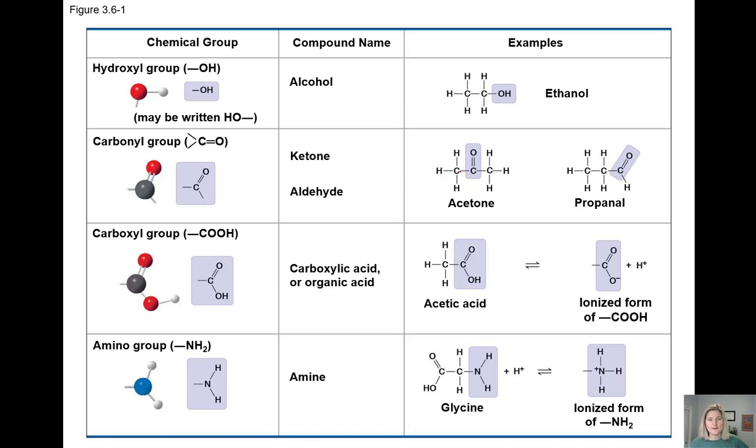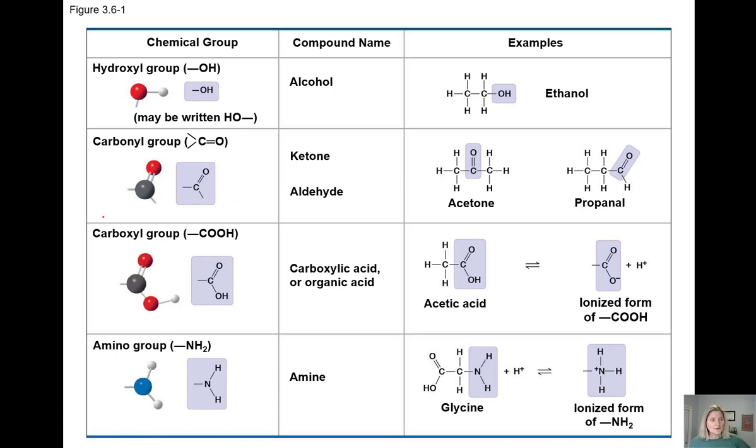Acetone is a 3-carbon chain. You notice the hydrogens, but then there's a double bond to an oxygen atom. Okay, so this is an example of a molecule that has a carbonyl group attached. Propanol has also a double bonded carbon, so it has that carbonyl group. Okay.